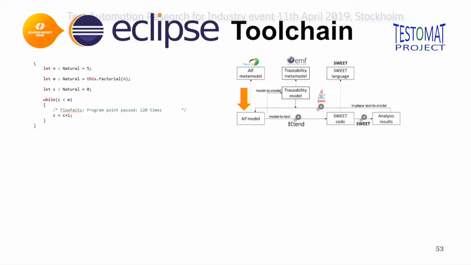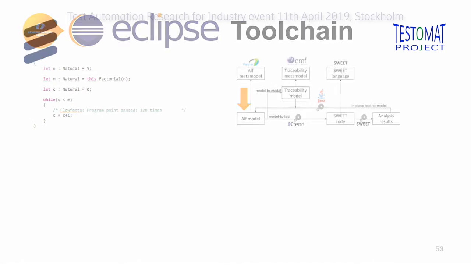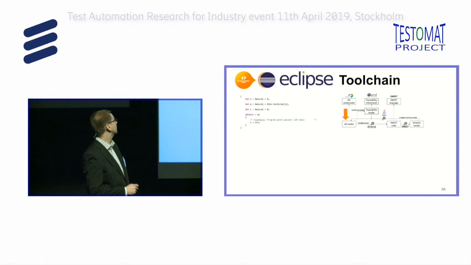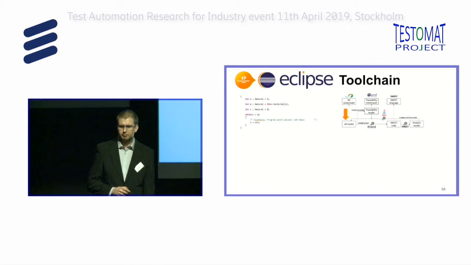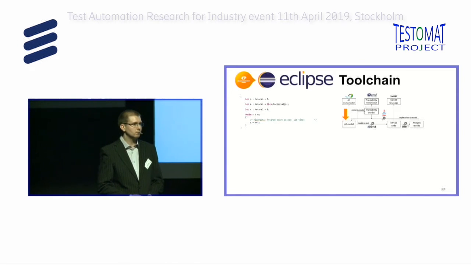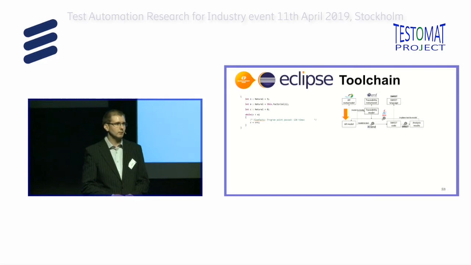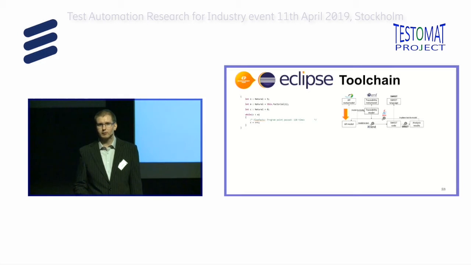So we put them back into the model, and suddenly we find out that this while loop will run 120 times. And then as a developer, you can reason about it when you see this: 120, that's a lot more than I was expecting. And in this way, you can find issues in your software at a very early stage.